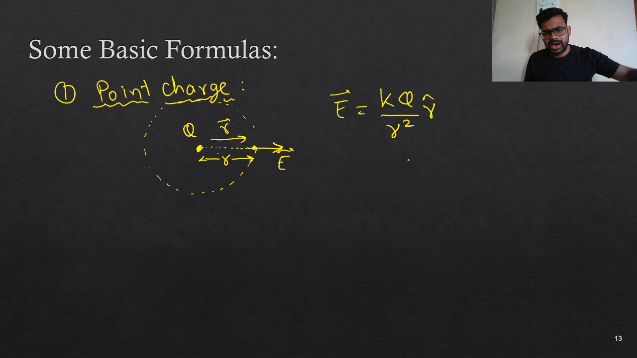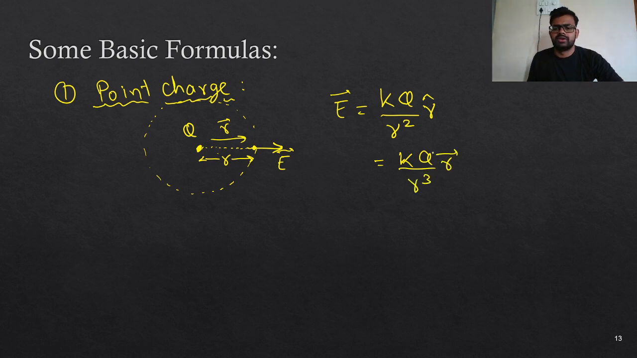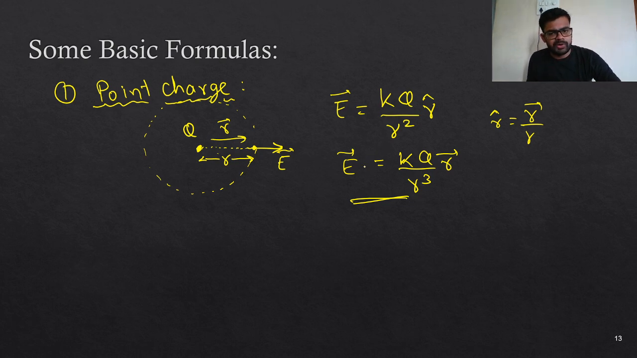So k q upon r square, r cap, and it can also be written like this: k q upon r cube, and this is r vector. How? Because r cap is equal to r vector divided by its magnitude, and all of you know this. So this is the formula of electric field. I am using vector form here. If you just want magnitude, then k q by r square, where r is the distance of the point from the charge. Clear? So this is due to a point charge.